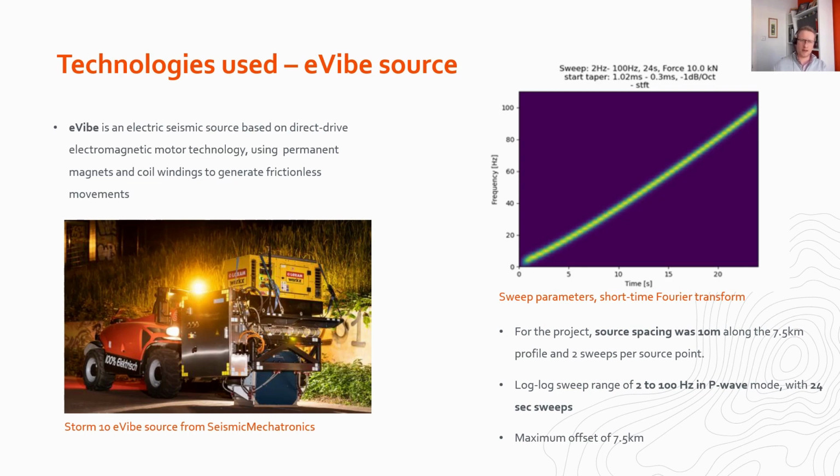And for this particular survey, along this 7.5 kilometre profile, the source spacing was at 10 metres. Some scouting was performed before the project, but for accuracy, all source points were measured through an RTK GPS receiver installed on the eVibe itself. And similar to most seismic projects, testing was performed ahead of the acquisition, and it was decided to go through an upsweep range of 2 to 100 hertz, and this was at 24-second sweeps. And this all enabled the imaging of the target reservoir on the subsurface.